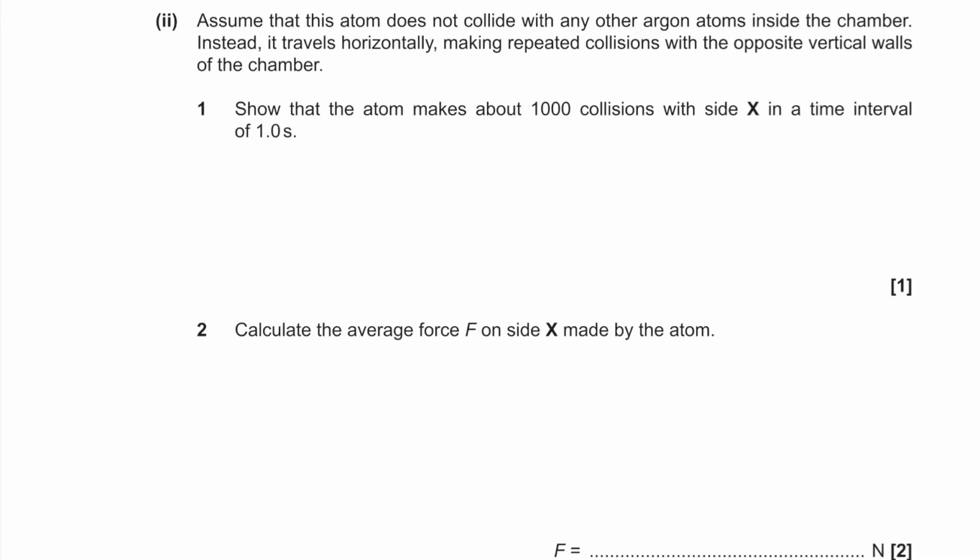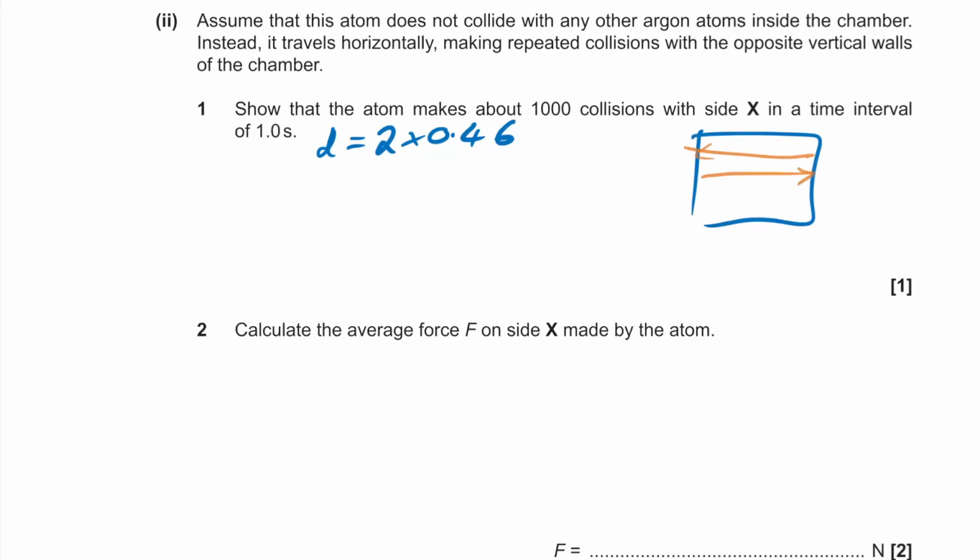It travels horizontally, making repeated collisions with the opposite vertical walls. Show the atom makes about 1,000 collisions with side X in a time interval of 1 second. Okay, so we saw that the distance was with side X. So the distance is actually 2 lots of 0.46, because so there's our kiln, and they're saying it's going there and coming back.